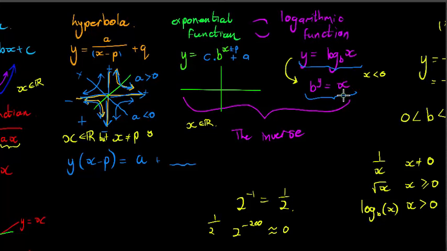I can't get 0. So that's why in a logarithm, my input is the answer to b to the power of y. So my input is literally asking b, what exponent must I give you to get y?